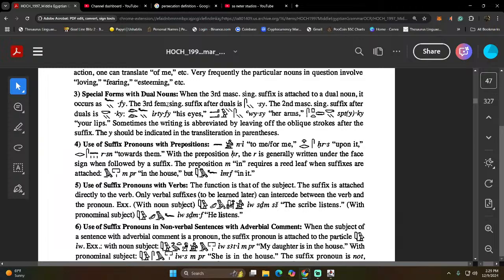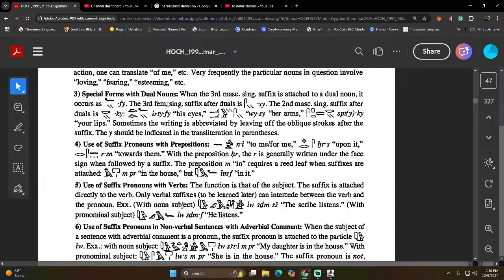But it says when the third masculine singular suffix is attached to a dual noun, it occurs as fi. The third feminine singular suffix after dual is si. And the second person masculine singular suffix after the dual is ki. You know, you'll take time to learn these on your own. I know people who don't know these now. His eyes.